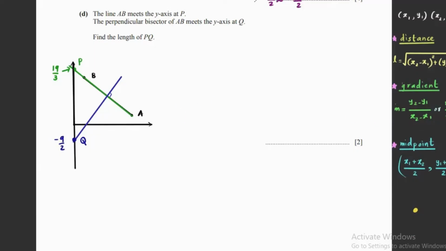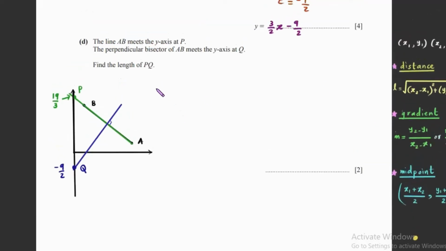Now the question is to calculate the length of PQ. The length of PQ is going to be the distance from here to here. I need to find that distance. To calculate the distance, there are two ways to do it for this question. In this case, to find the distance is to find the difference between the two numbers. So this 19 over 3 and this 9 over 2 have to be added together because they are in line with each other.